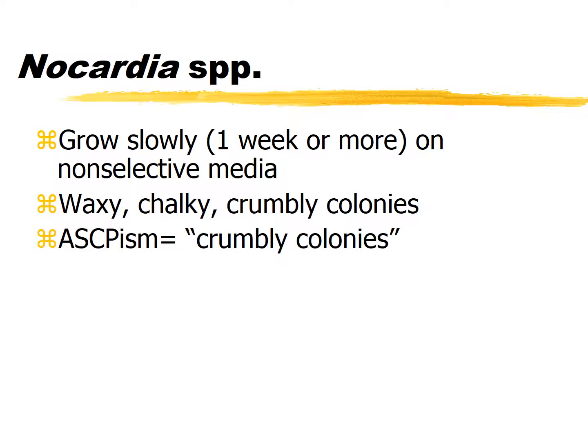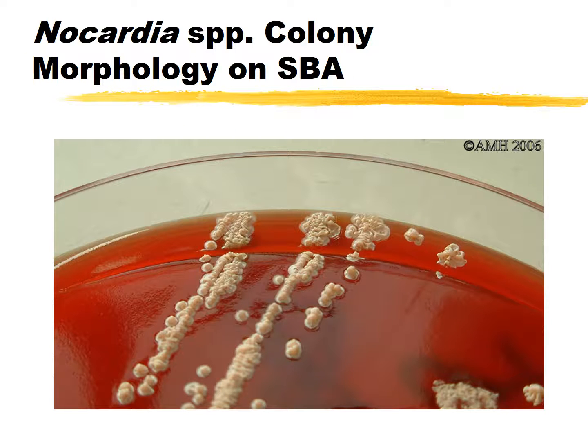They grow slow. It usually takes a week or longer. They're waxy, chalky, crumbly colonies. This is one of those ASCP-isms. They'll call it a crumbly colony as a description, and that wants to clue you in that you're possibly looking at a Nocardia. Here it is on blood agar, and you can see that when you touch this colony, it would just fall apart.